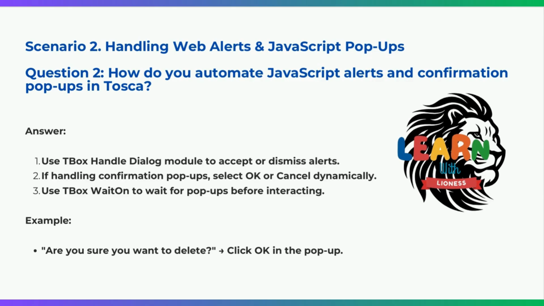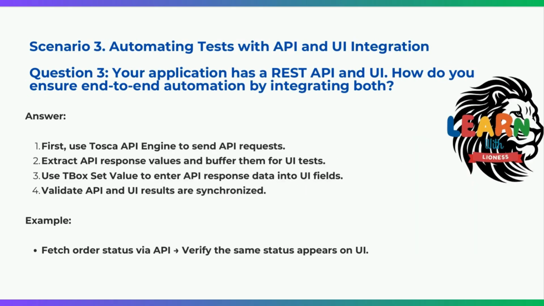Example. Are you sure you want to delete? Click OK in the pop-up. Scenario 3. Automating tests with API and UI integration. Question 3. Your application has a REST API and UI. How do you ensure end-to-end automation by integrating both?